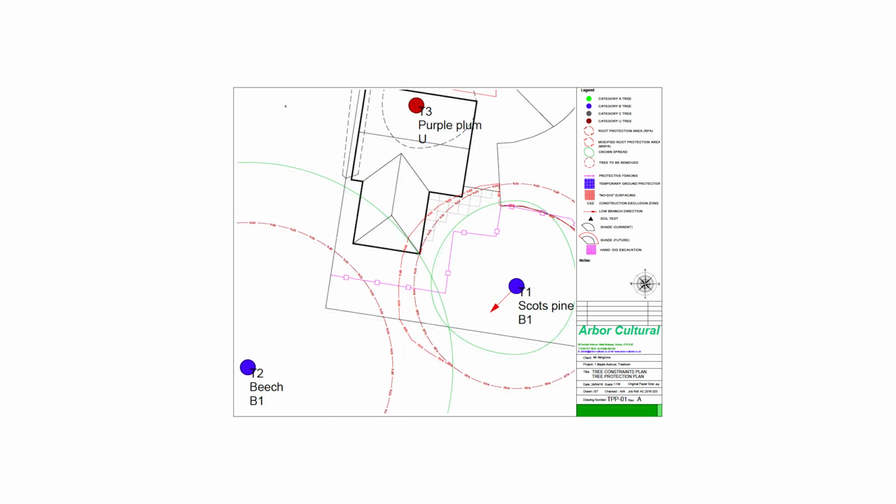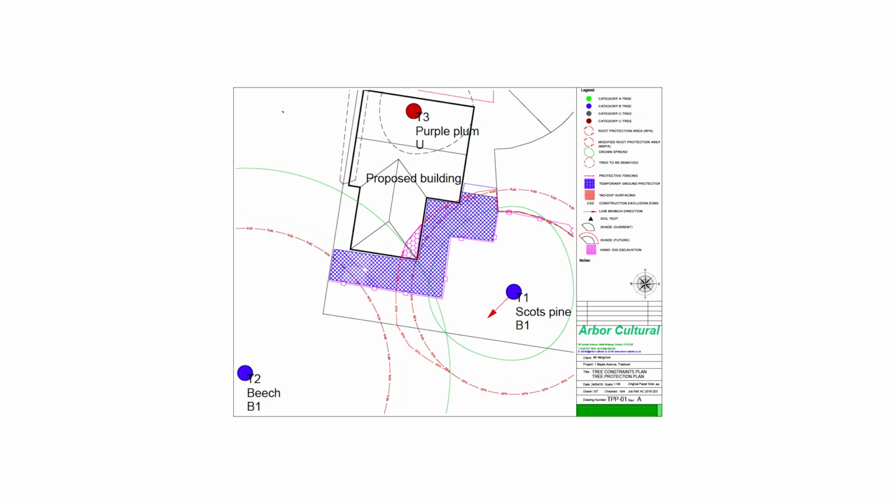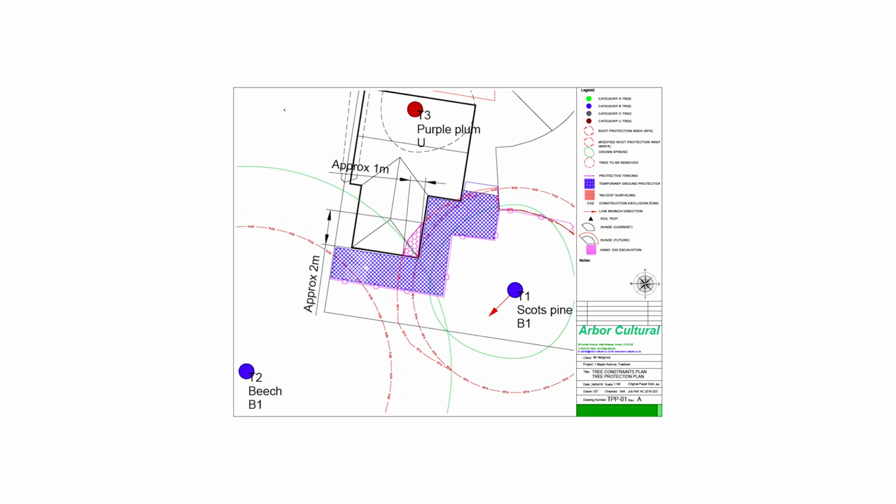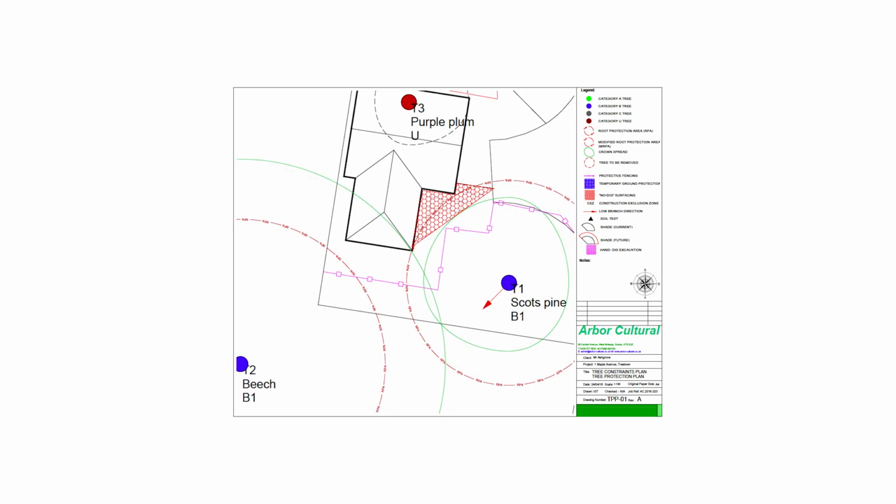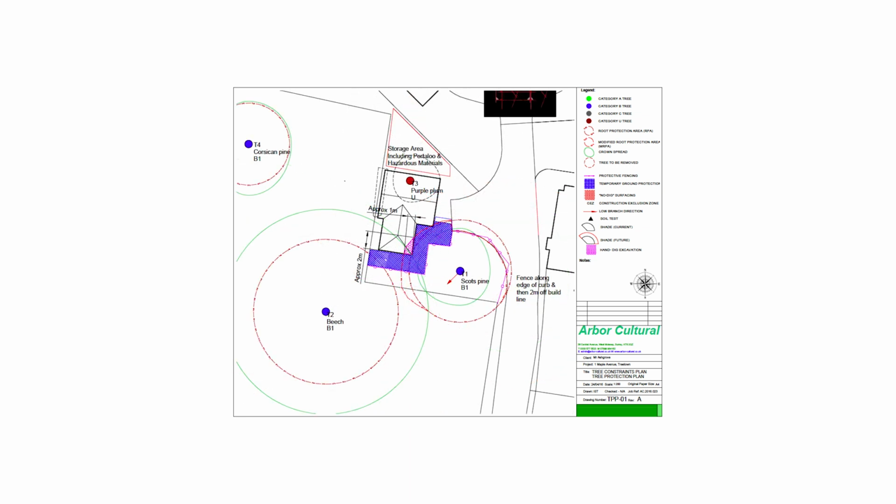It is then possible to produce arboriculture method statements for such items as trunk protection, ground protection measures, alternative foundation designs such as piles, mini-piles or screw piles, or no-dig construction techniques such as geogrids that will spread the load. Finally, storage areas, welfare facilities and site offices need to be identified on the plans, along with any areas of replacement planting.